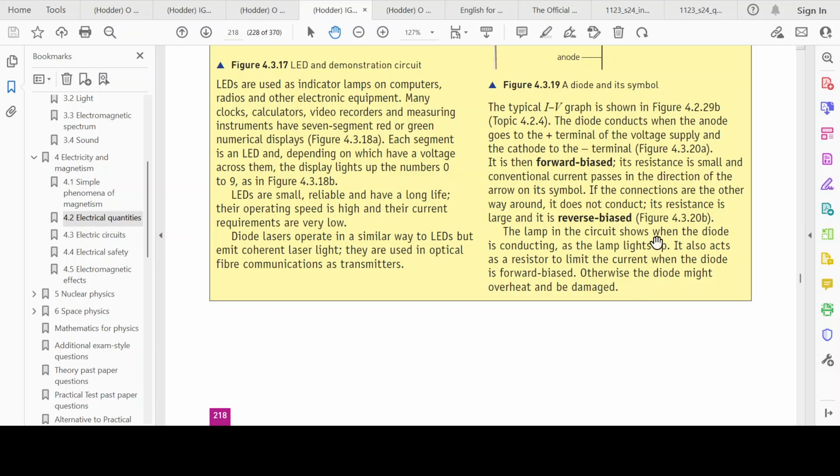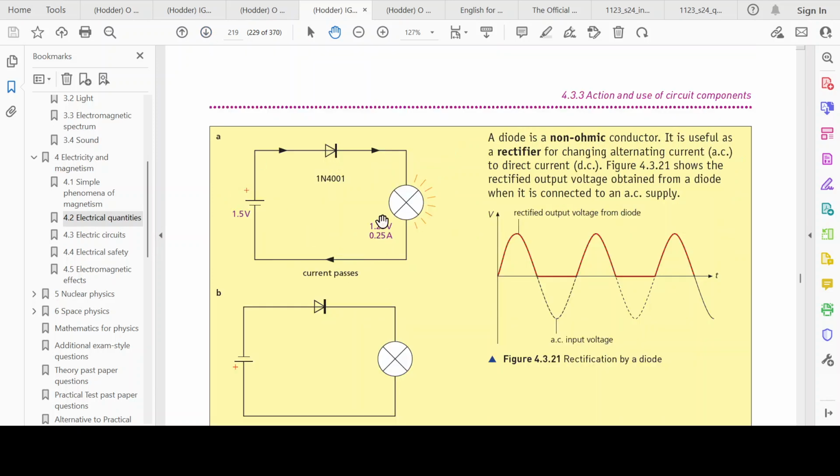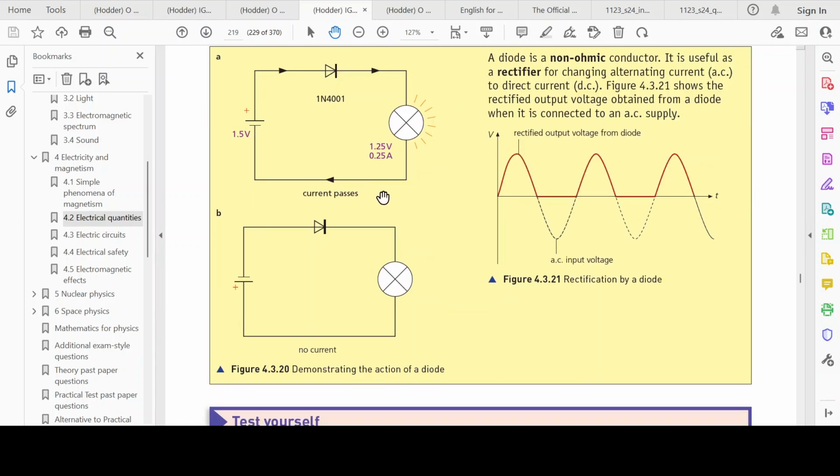The lamp in the circuit shows when the diode is conducting. So I think they're talking about over here. Yeah. So you can see the anode is connected to the positive, the cathode is connected to the negative, and so it is forward biased, and the lamp is lighting up. Over here, the anode is connected to the negative, so that's not what we want, and so this is a reverse bias, and there's no current flowing through, and so the lamp is not lighting up.